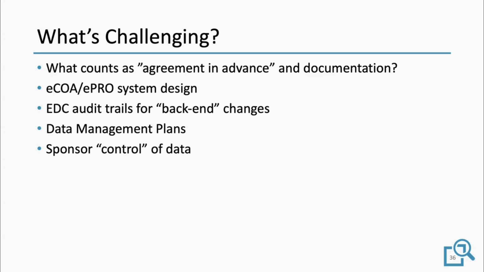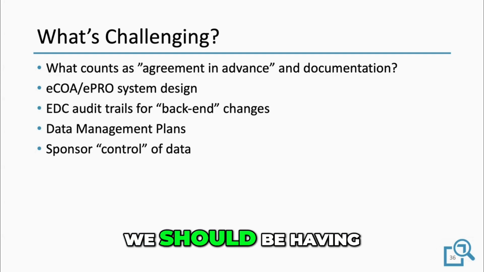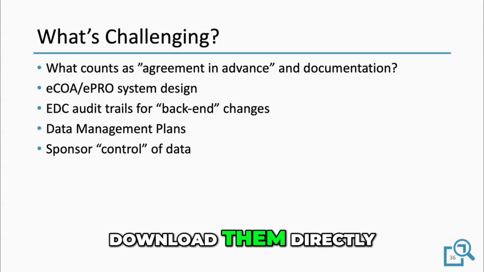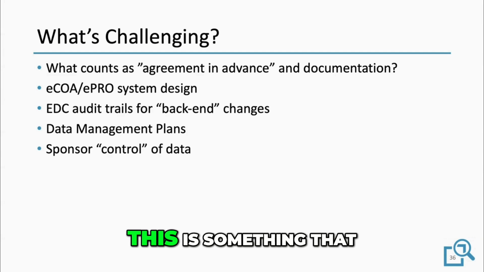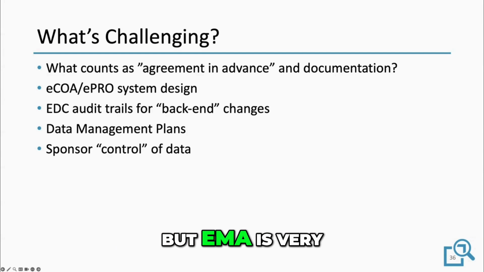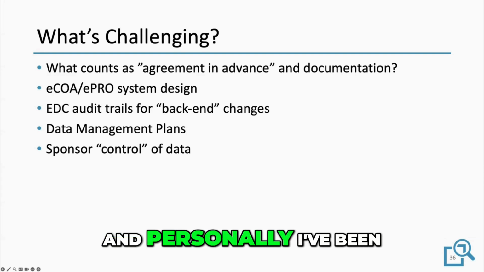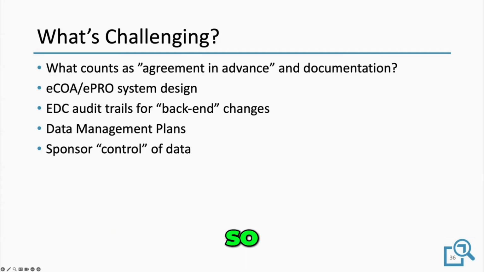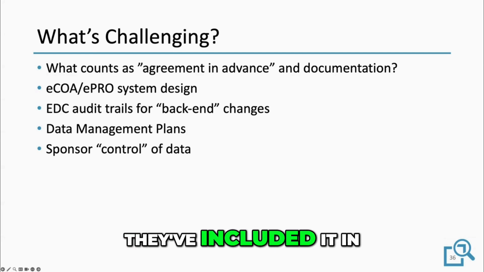So, we have a couple of different ways we could get around this. We can give sites continuous access to their data, and then EMA has said in the past in inspections that I've been a part of that we should be having a third party produce those eCRFs, or we can have the sites download them directly. So this is something that FDA does not seem to be concerned about at all from what I've seen, but EMA is very concerned about it. And personally, I've been encountering this for at least 10 years now. So they've included it in their Q&A.